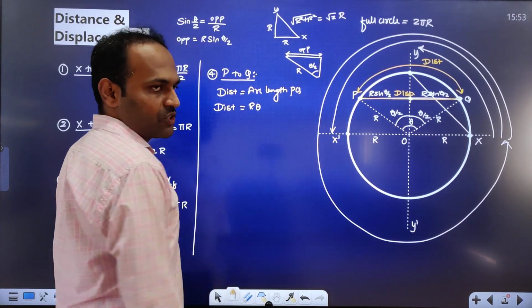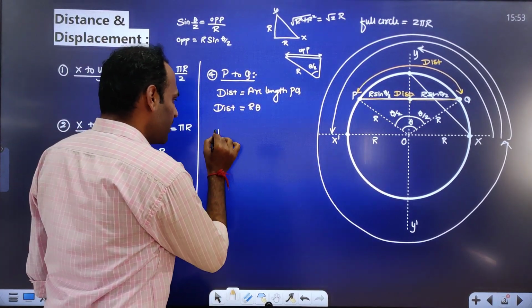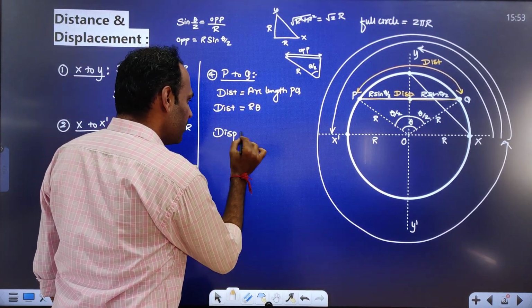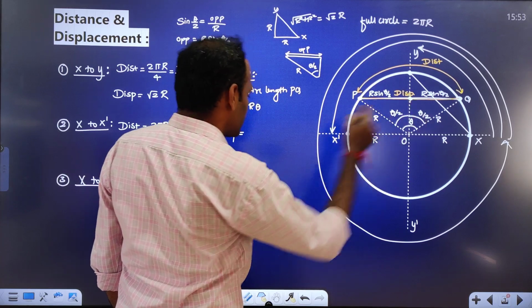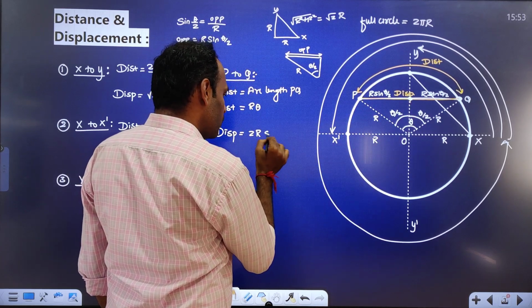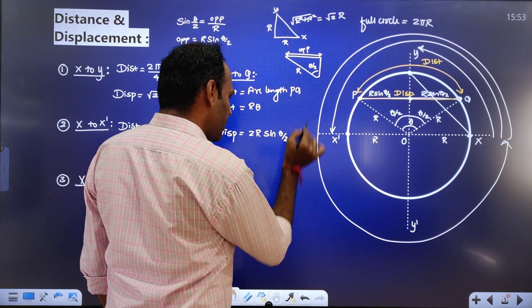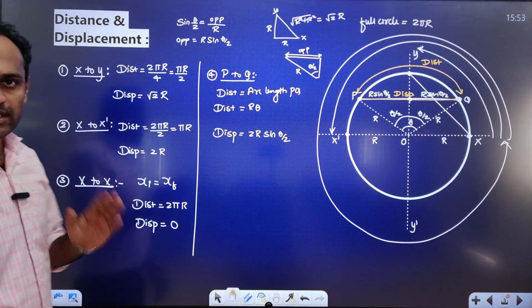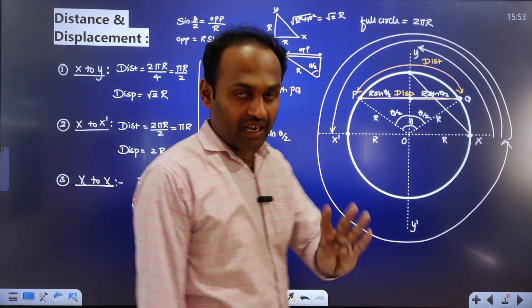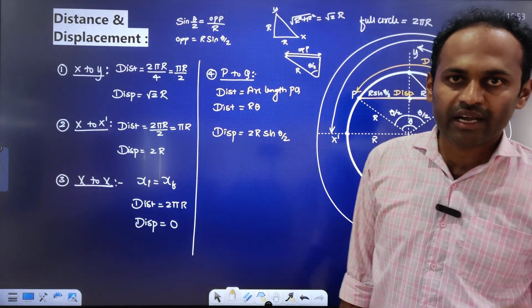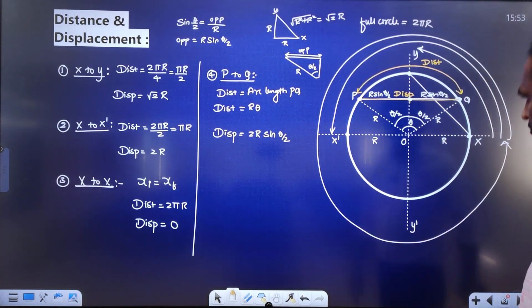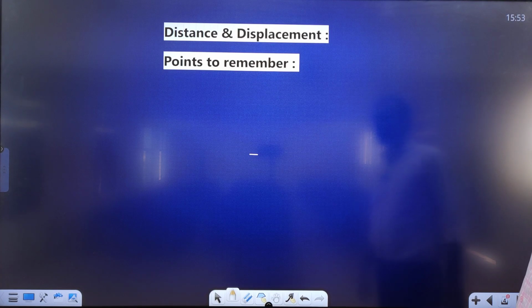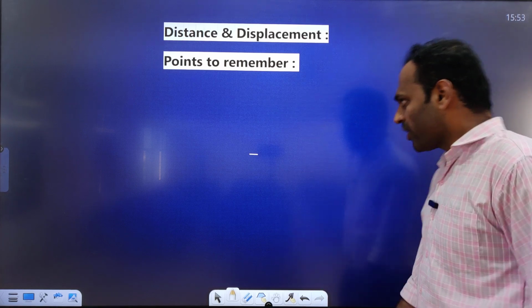Then what will be the displacement? Displacement in this case will be equal to r sine theta by 2 plus r sine theta by 2, which will be equal to 2r sine theta by 2. This is how we have to calculate the distance as well as displacement in straight line motion as well as circular motion. Correct? Okay, we'll see some objectives on this. So we have to remember some points here.